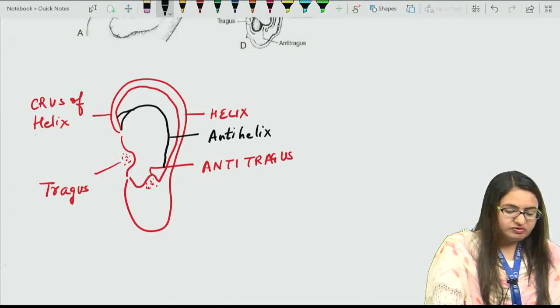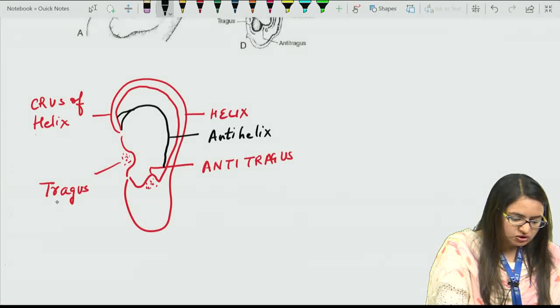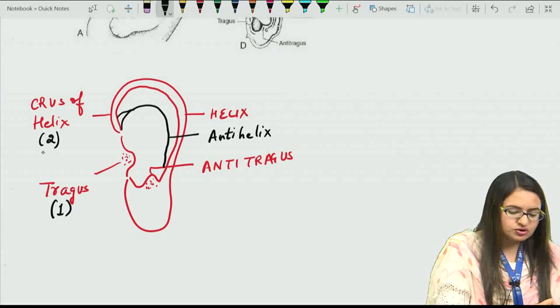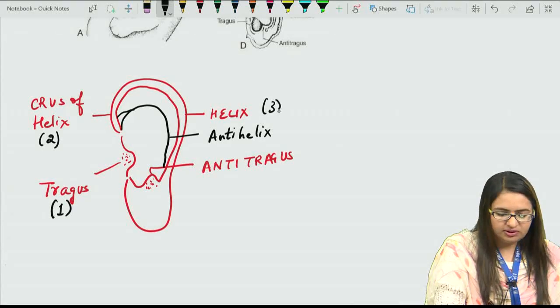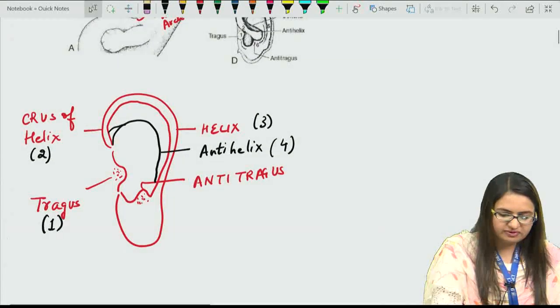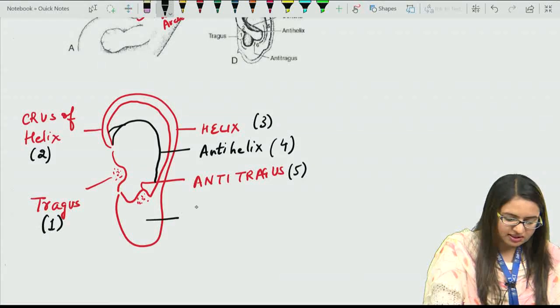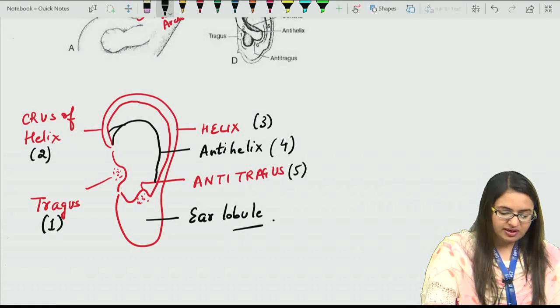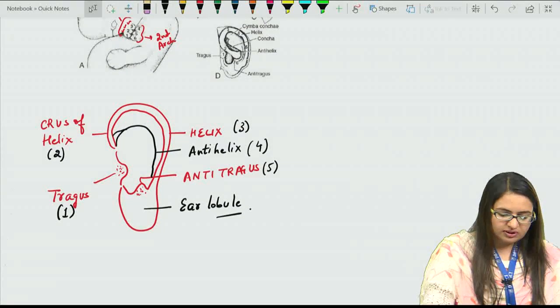Now when we talk about the 6 auricular hillocks, the first gives rise to the tragus. The second gives rise to the crus of the helix. The third gives rise to the helix portion. Then as we come towards the lower side, the fourth is giving rise to the antihelix. Then fifth is the antitragus, and the last one is giving rise to the ear lobule. So the 6 auricular hillocks are giving rise to the different portions of the ear pinna.